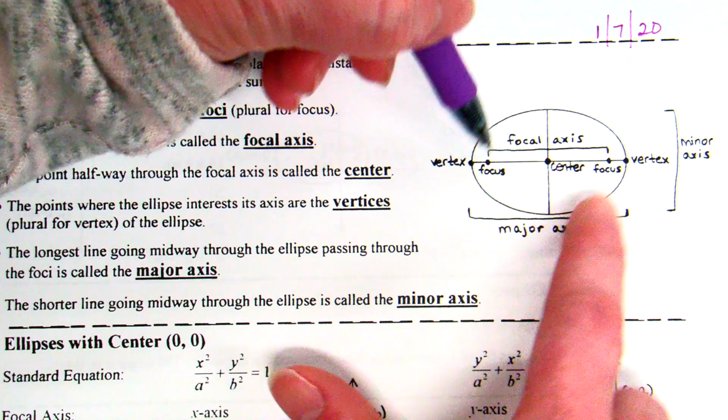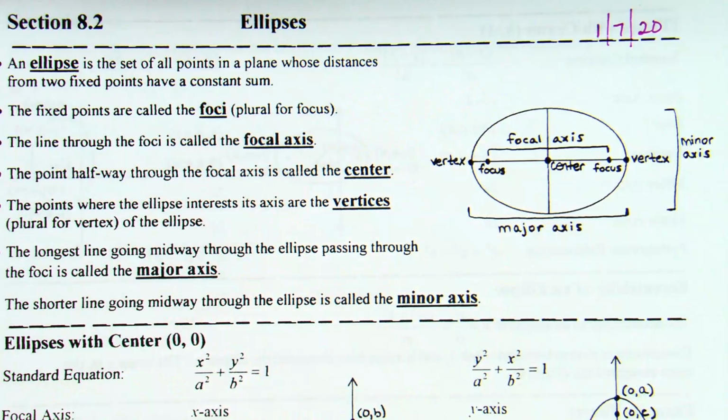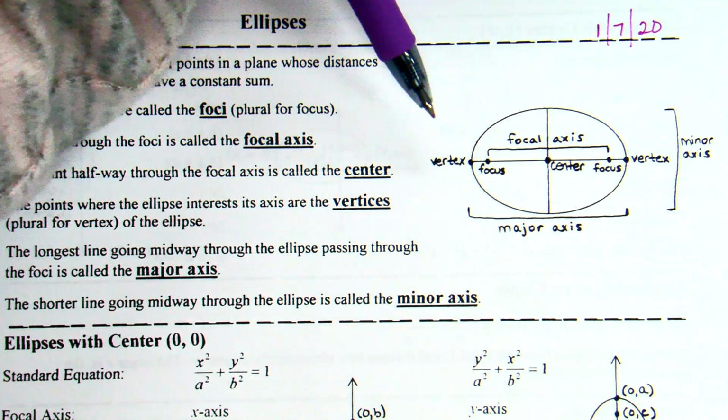Okay, the line through the foci is called the focal axis. So it's on the longer axis, is what I always like to say, but it goes from focus to focus. The point halfway through the focal axis is called the center. Notice it's the center, not the vertex, because where are the vertices? The points where the ellipse intersects its axes are the vertices. So you'll notice we've got a vertex at each end here of your longer axis.